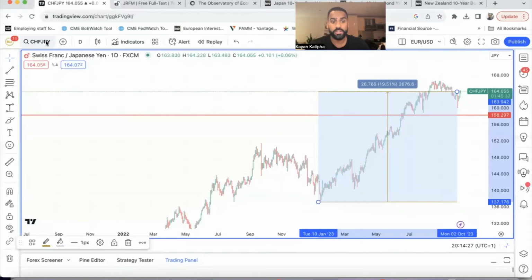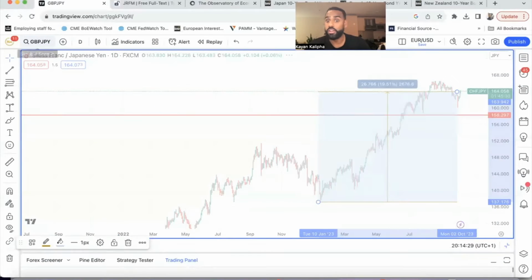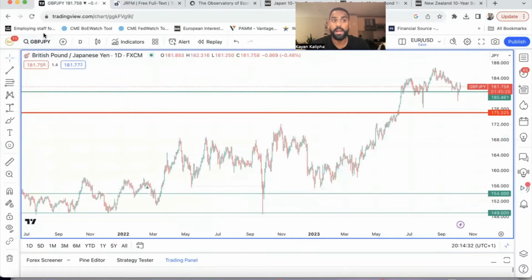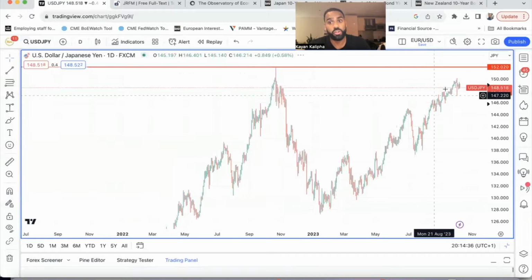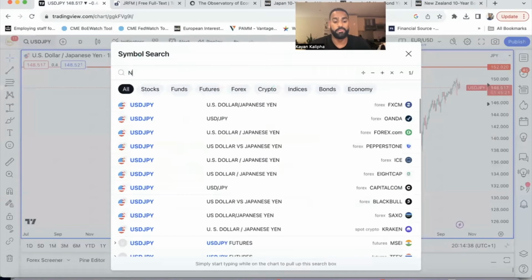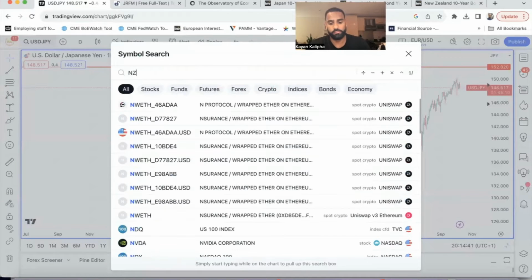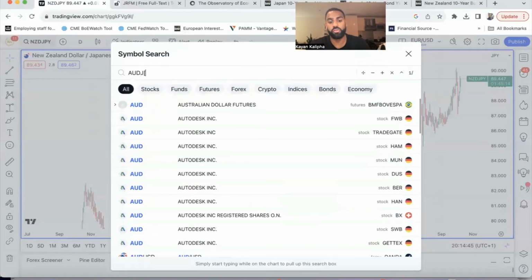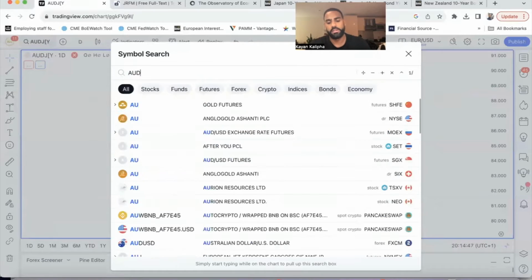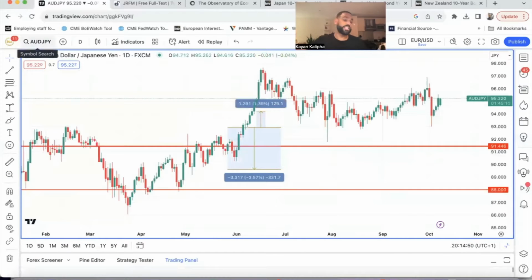like Switzerland, like the UK, stronger pound, like the US dollar, stronger dollar, like New Zealand dollar, stronger currency, Aussie dollar, stronger currency. So that's the reason why the Japanese yen's been weak. Look, all these currencies are going up against the yen. Japan is the last major central bank on earth to have interest rates at zero.